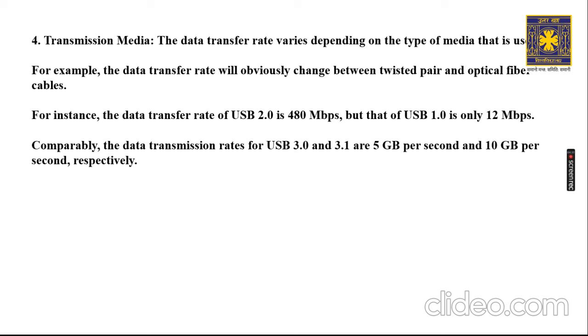One example is given here. The data transfer rate of USB 2.0 is 480 Mbps, but USB 1.0 is only 12 Mbps. Comparatively, the data transmission rates for USB 3.0 and 3.1 are 5 Gbps and 10 Gbps respectively. So this is all about the data transmission speed.